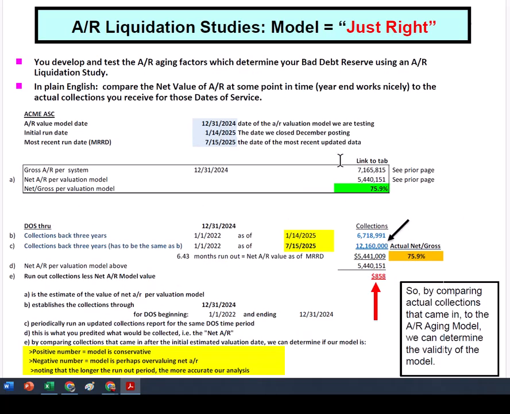Let's say the same thing, everything's the same except I've collected 12,160,000. So I've collected 5,441,000. I predicted 5.440. That's pretty good.